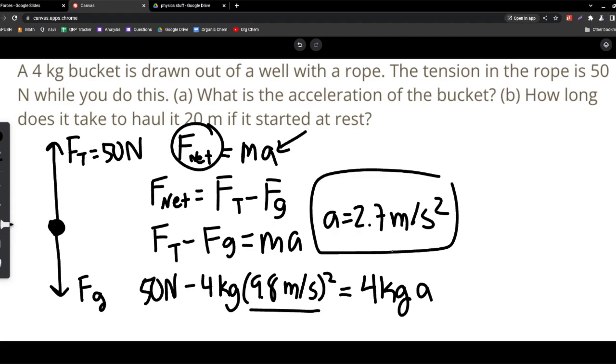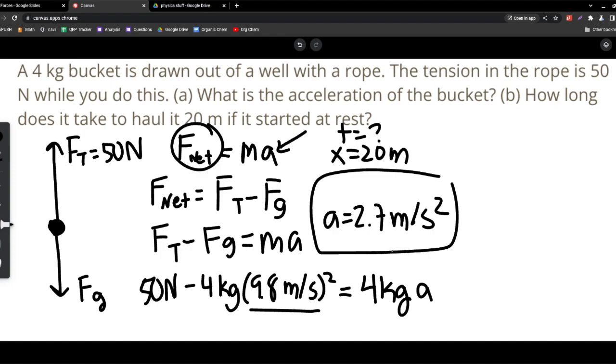And in part B, how long does it take to haul it 20 meters if it started at rest? And this is a kinematics problem. So now that you have acceleration, you just need to figure out two other factors. So it gives you that you have to haul it 20 meters, so x equals 20 meters. And then you're looking for time, question mark. And you can assume that it starts from rest.